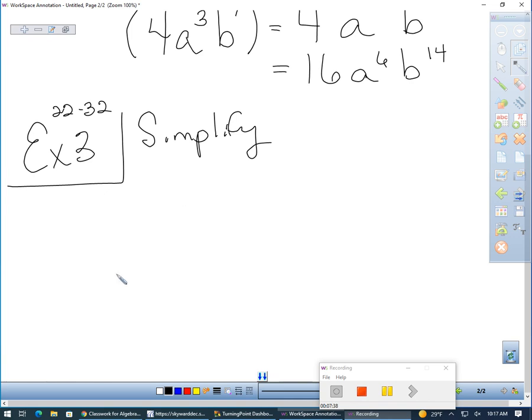Let's say I have 2x to the 3rd. Whoops. Sorry, I got a little sloppy. My bad. 2x to the 3rd times by 3x to the 4th raised to the 3rd.